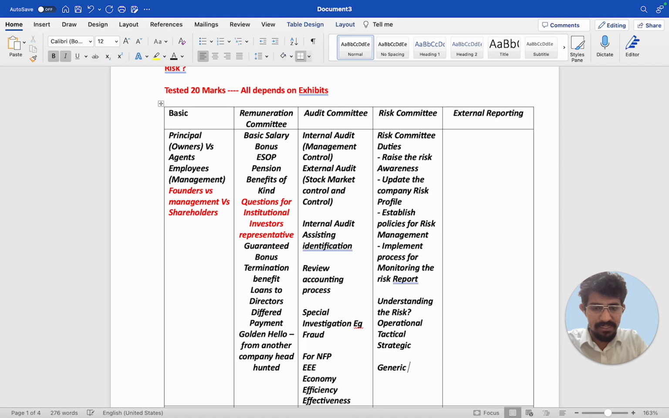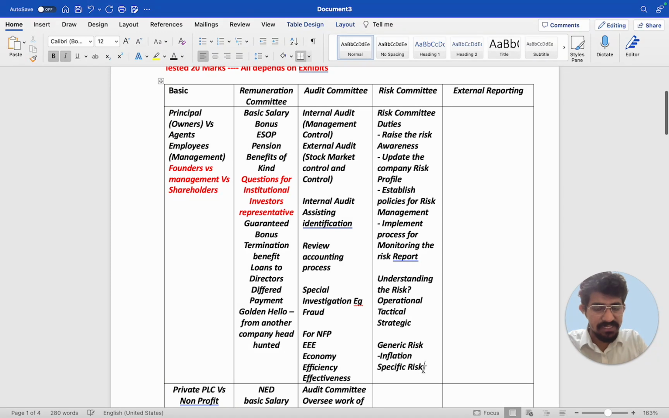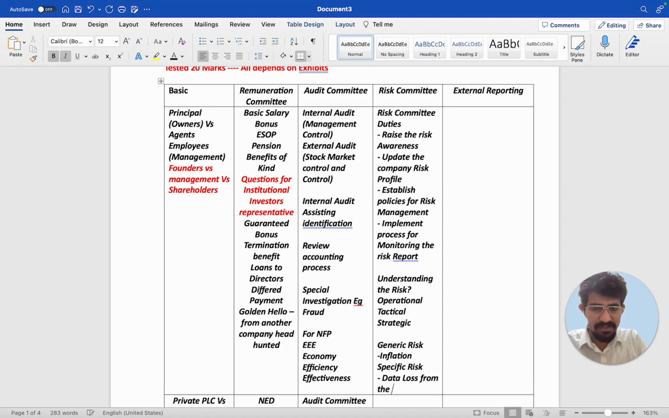And the other one is generic risk. It is common to all, like inflation, or specific risk, like a cyber issue directly affecting our business. So you have to understand that. General risk is, students, inflation. Inflation is common for everyone, but specific risk is, students, data loss from our server. It's a specific risk, no, students. Understand it, very practical, because it is very important in order to make sure you are able to understand it.